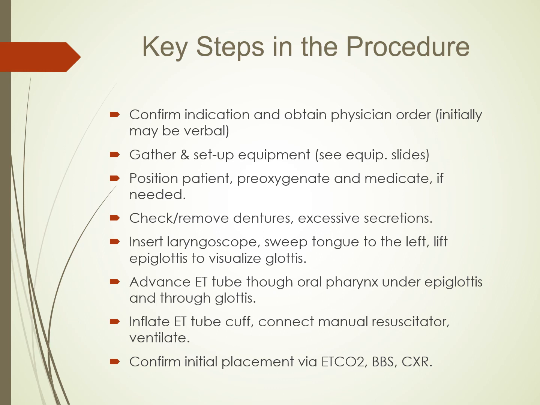Insert the laryngoscope, sweep the tongue, as I said, advance the ET tube through the oropharynx, under the epiglottis and through the glottis. Inflate the ET tube cuff, connect the manual resuscitator, ventilate, and what we do is put an end-tidal adapter right away. It's the same end-tidal adapter we'll use on the ventilator. We just have it on the manual ventilator bag so we can see our waveform. Confirm initial placement of the ET tube, again, with bilateral breath sounds, BBS, and eventually a chest X-ray.